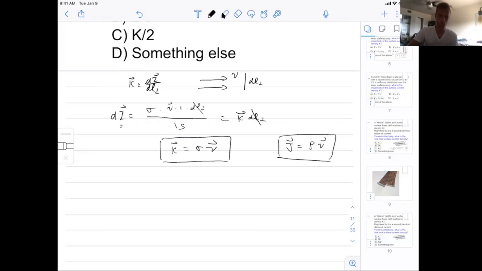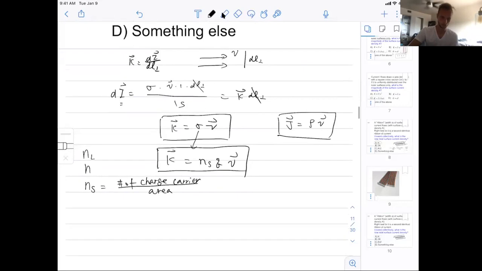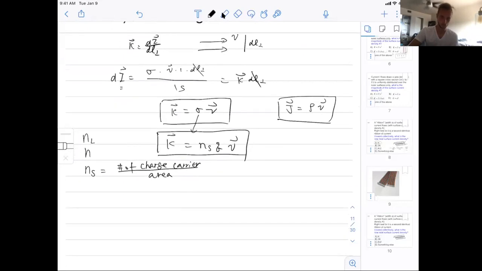Also, if you want to rewrite this using number density, we have 3 kinds of number density already: the length number density and the volume number density. Here we use a surface number density, meaning the number of charge carriers per area, per meter squared. If you do that, K would be N times Q times v. And likewise, we can derive a formula for the force.